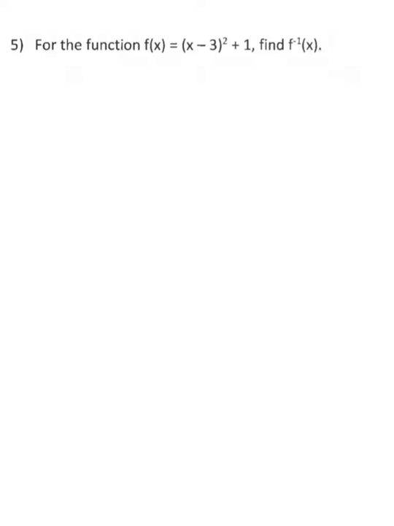Okay, so number 5, I'm going to first just rewrite this f of x as a y, so y equals, and then x minus 3 squared plus 1. Okay, so now it says find the inverse, right? Again, this symbol means inverse. So I'm going to switch this y to an x, and I'm going to switch my x to a y.